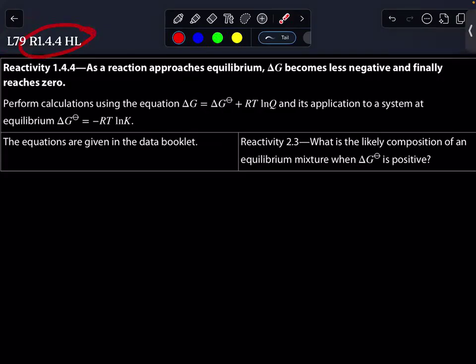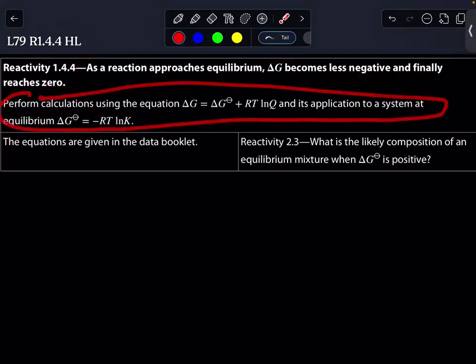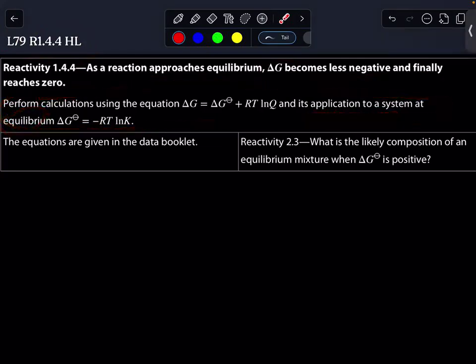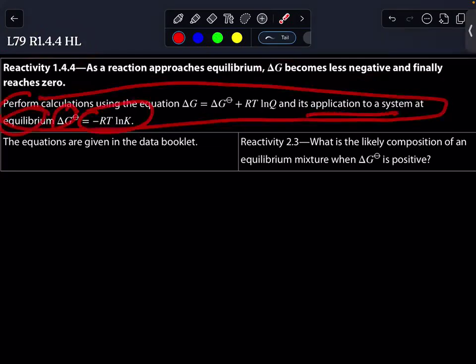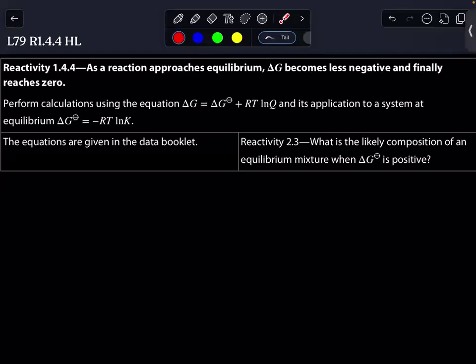Today we're going over reactivity 1.4.4. It's an HL topic. We are talking about how, as reactions approach equilibrium, delta G, or change in Gibbs energy, becomes less negative and finally reaches zero. We're going to perform calculations using the equation delta G equals delta G standard plus RT ln Q and its application to a system at equilibrium, as well as delta G standard equals negative RT ln K. So we're going to go ahead and talk about these equations.